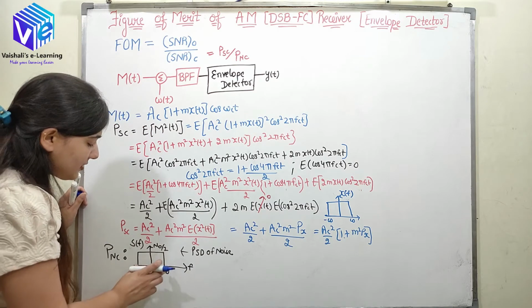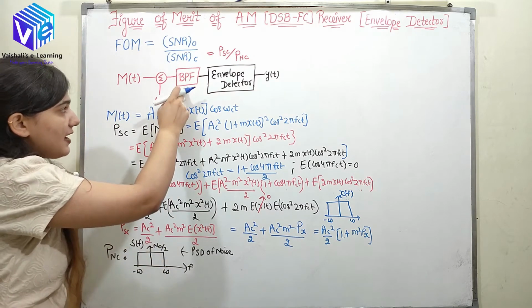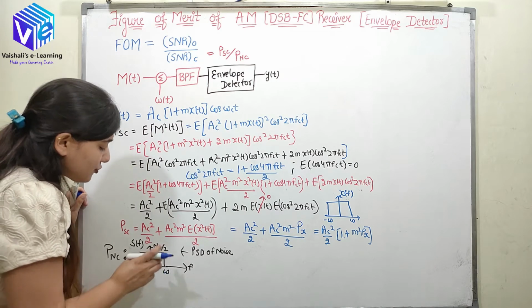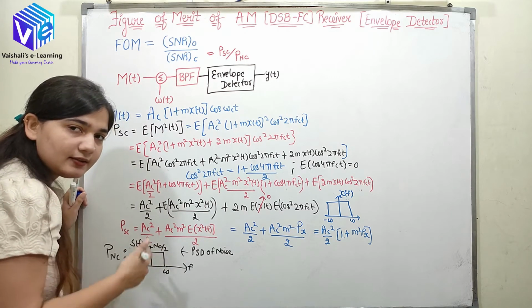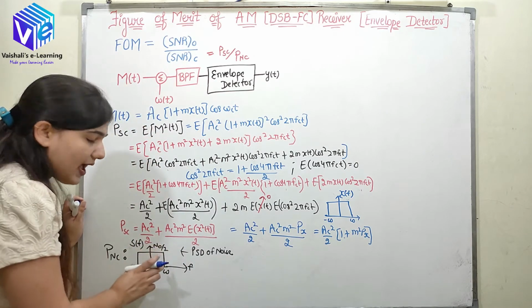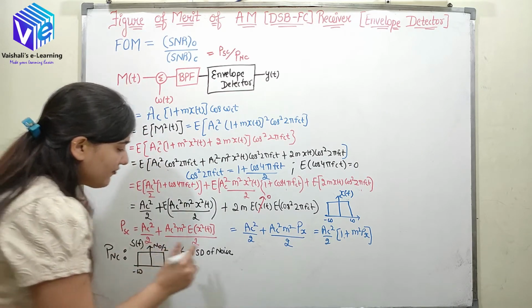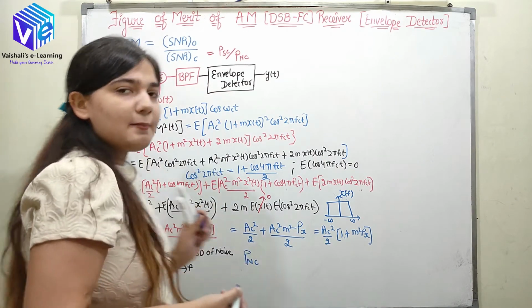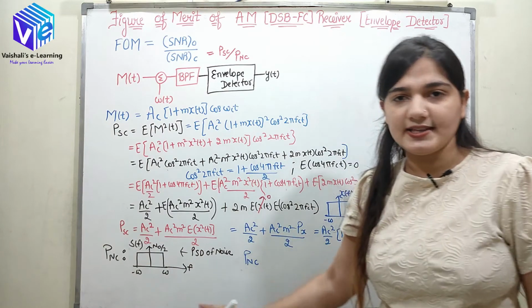So this noise is found out using this band pass filter in the channel. Now here, this noise has a definite power. It does not have infinite power, it has a definite power. So we'll be finding out the power of the noise in the channel. So what will be the power? This is the power spectral density.